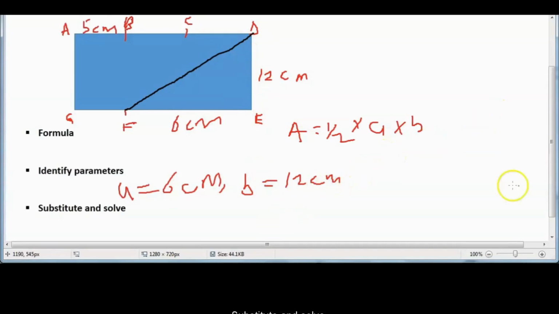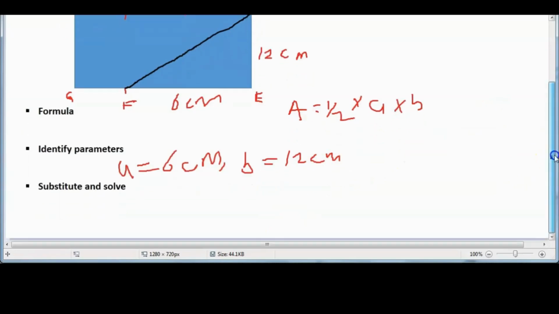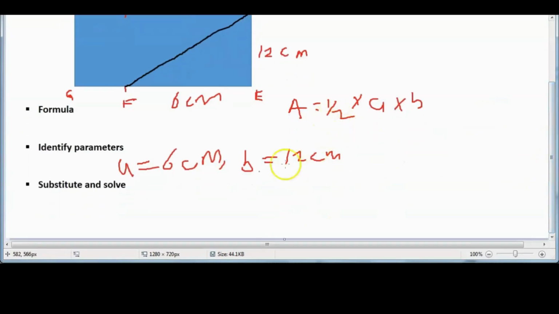So substitute and solve. A is equals to half times 6 times 12. At the end of which we end up with 36 centimeters square.